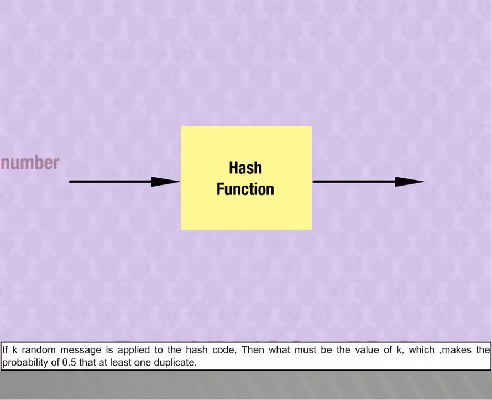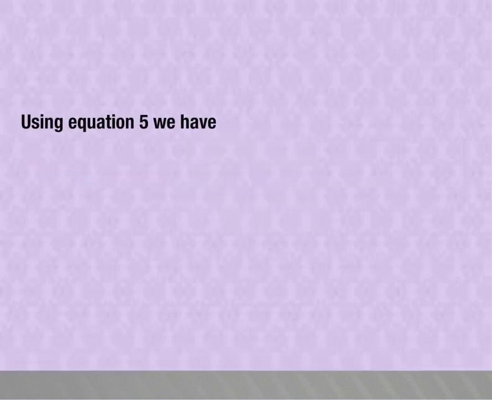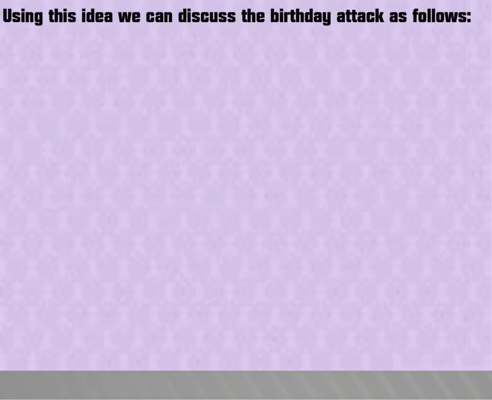If k random messages are applied to the hash code, then what must be the value of k which makes the probability 0.5 that there is at least one duplicate? Using equation 5, we have k = square root of 2^m, which is equal to 2^(m/2). Using this idea, we can discuss the birthday attack as follows.